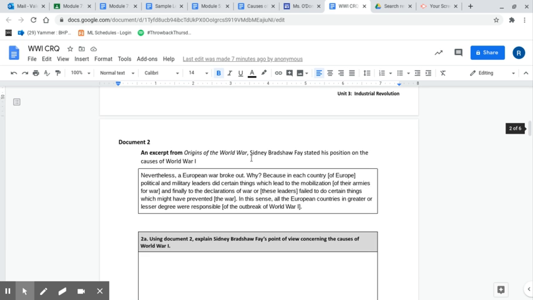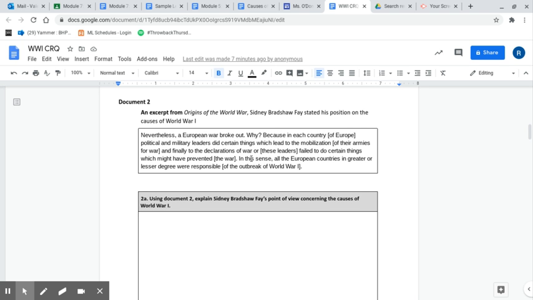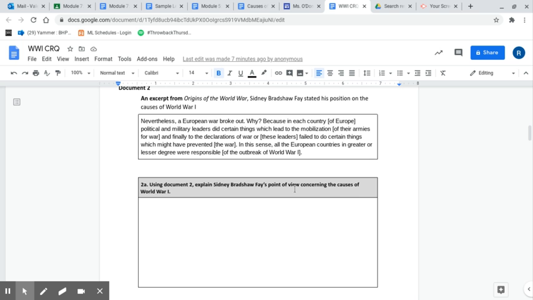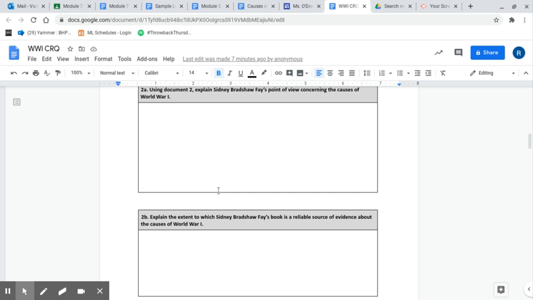After that, they're going to document 2, which is an excerpt from Origins of the World War by Sidney Bradshaw. Here, they're looking at the point of view, right, of this author. What did Bradshaw have to say in regards to the war breaking out? So it's an identification and an explanation. And then looking at his book and determining whether or not they feel the source is reliable.